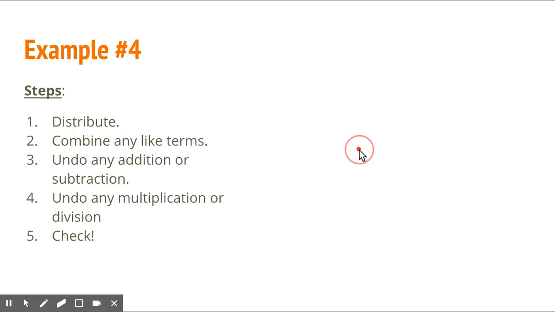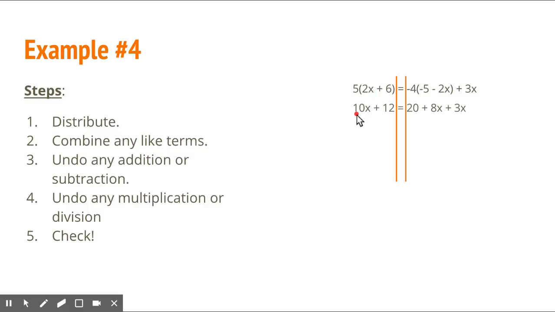All right, last problem, and this one looks terrifying. However, just go slow, don't panic, do your best. So first thing we need to do is distribute. Okay, so we distribute all of the numbers that are on the outside of the parentheses to the inside. So I end up with 10x plus 12 and 20 plus 8x.